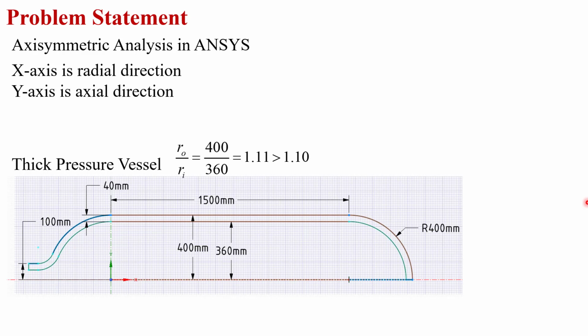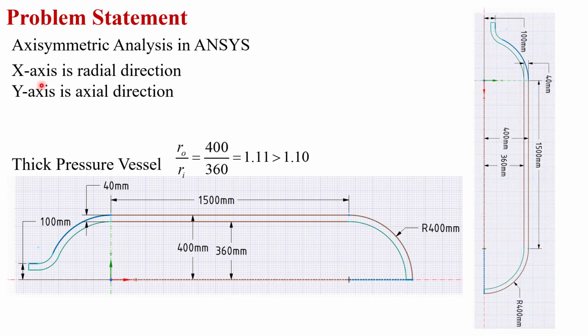In this video, we will analyze the thick pressure vessels by using axisymmetric analysis in Ansys Workbench. We will use the same geometry that we used in our previous video for thick pressure vessels. X-axis is taken as the radial direction and y-axis is taken as the axial direction. So we need to recreate the geometry by switching the x-axis and the y-axis.